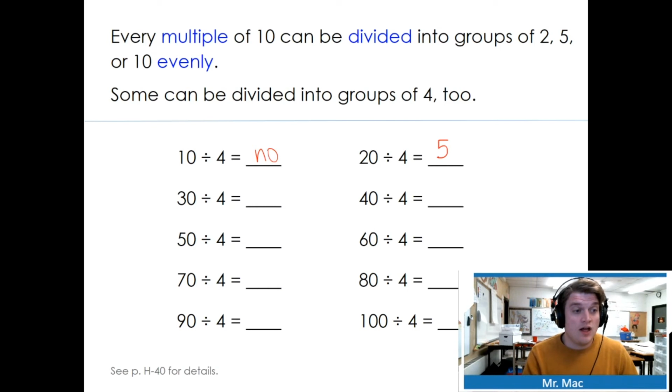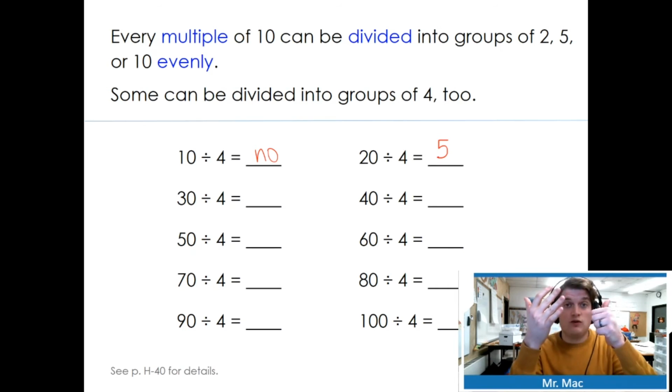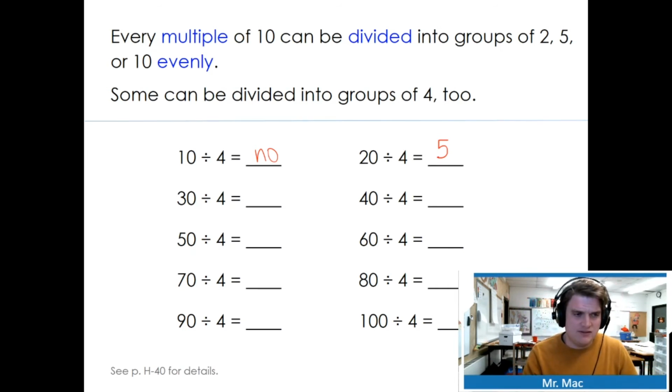Let's keep going. 30 divided by 4. 4, 8, 12, 16, 20, 24, 28, 32. No, it can't be divided equally.